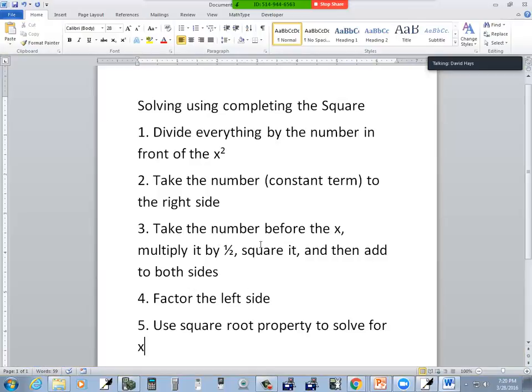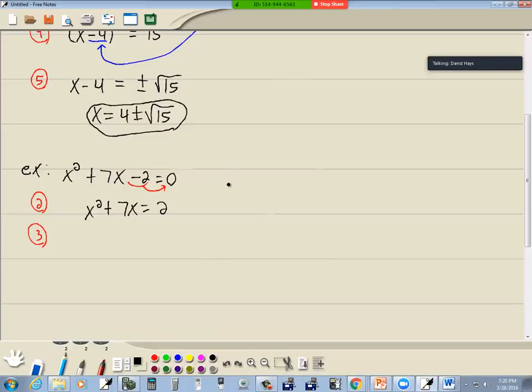Step 3, take the number before the x, multiply by half, square it, then add to both sides. Well, the number that's in front of our x this time is a 7, so we're going to multiply it times a half, and we'll square it. Now, you always want to leave this as a fraction. Do not change it to decimal. If you change it to decimal, sometimes you get the correct answer, sometimes you don't. So if you leave it in this form, it works out best.